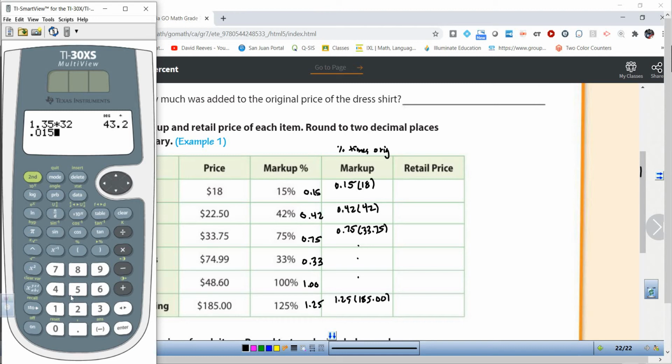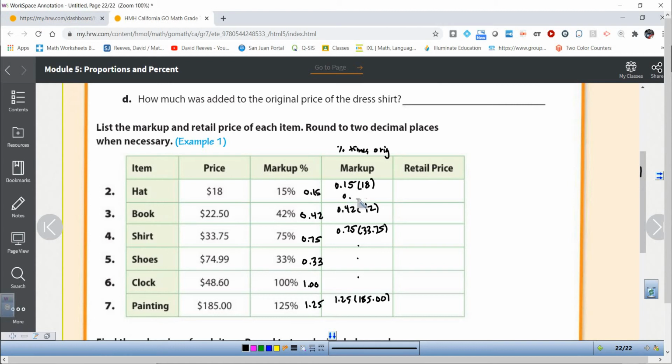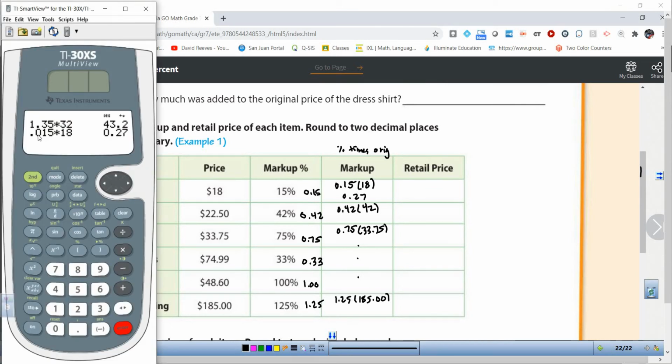So I'm going to go 0.15 times 18. And when I do that, I get 0.27. Let me try that again. 0.15 times 18 is, did I put that in right? Sorry, let me pull up my calculator. I knew something was wrong. I put an extra 0 in there. I knew that answer wasn't right.